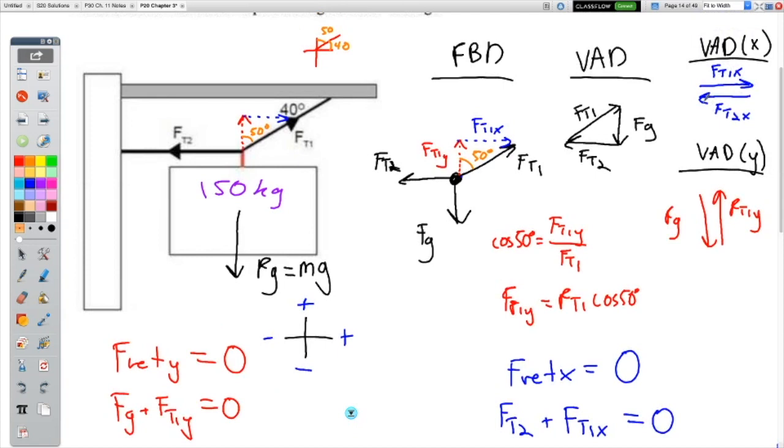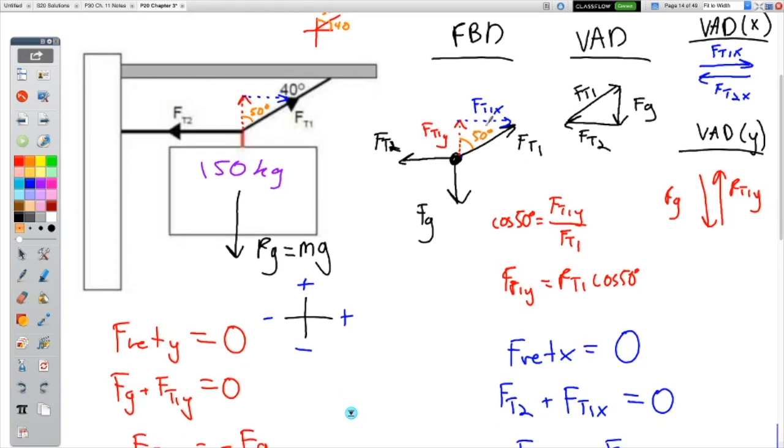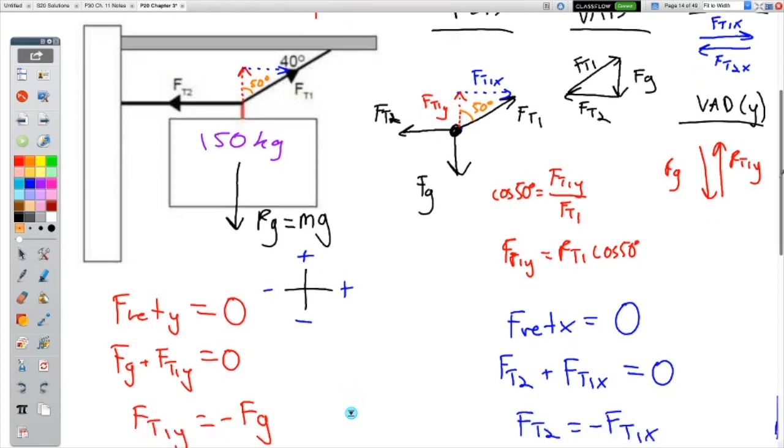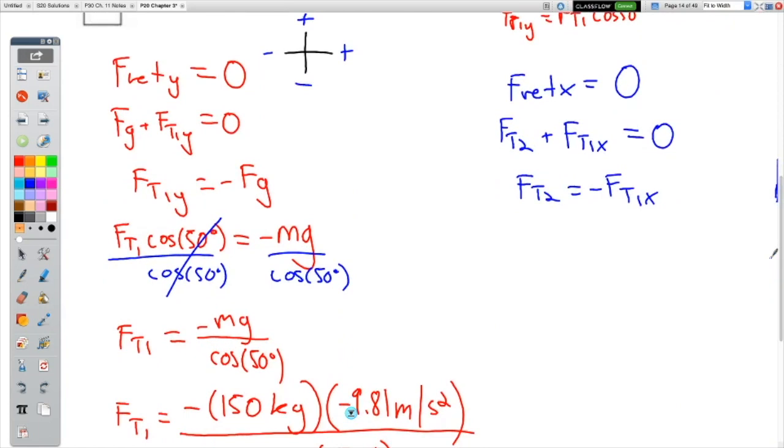Okay, so what is Ft1x? Well, sine of 50 degrees equals opposite over hypotenuse. Now we actually have the hypotenuse, so sine of 50 degrees would be Ft1x over Ft1. So then Ft1x would be Ft1 times sine of 50 degrees. Okay?